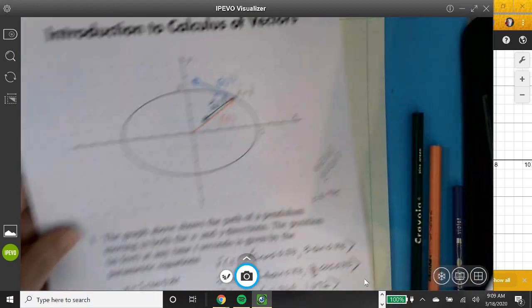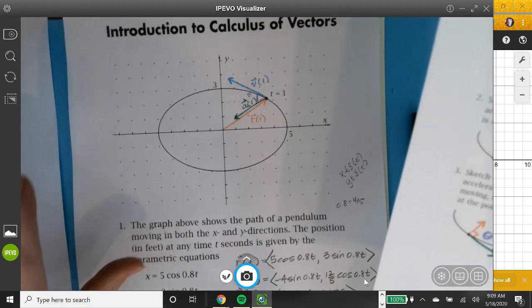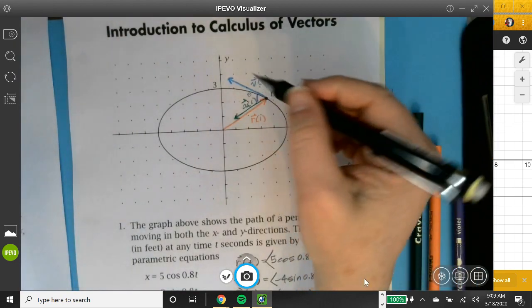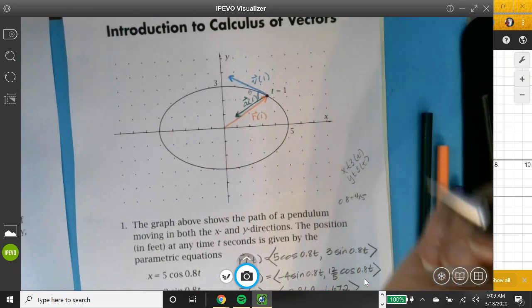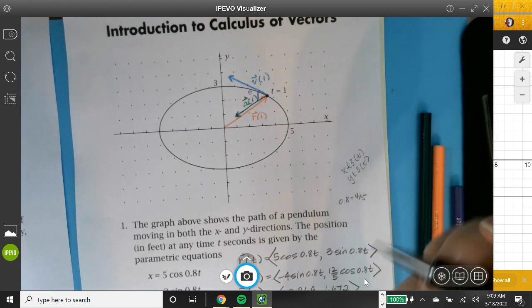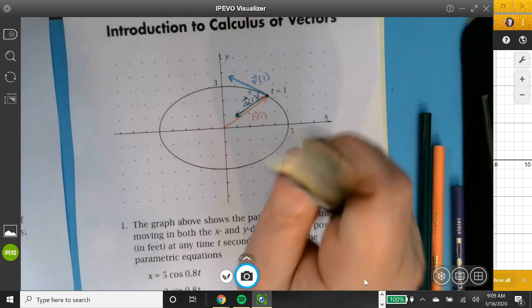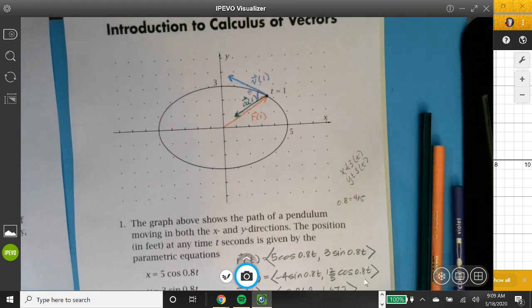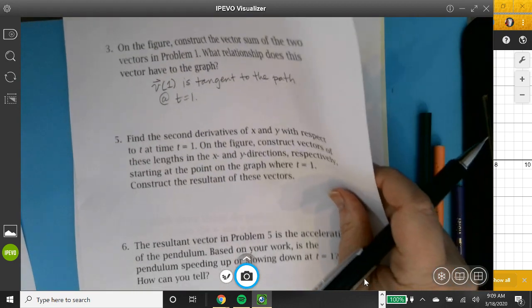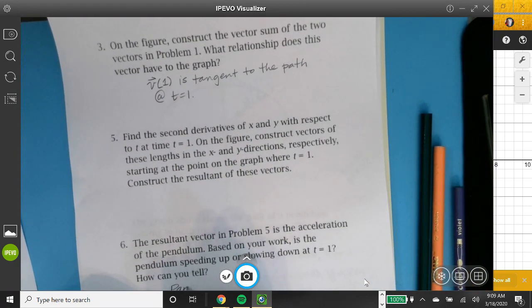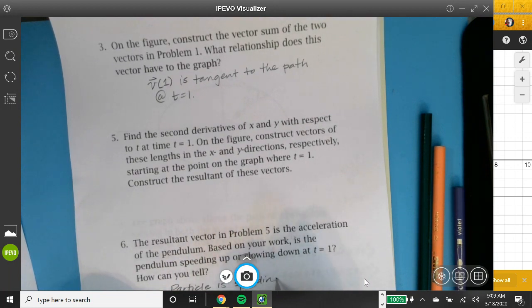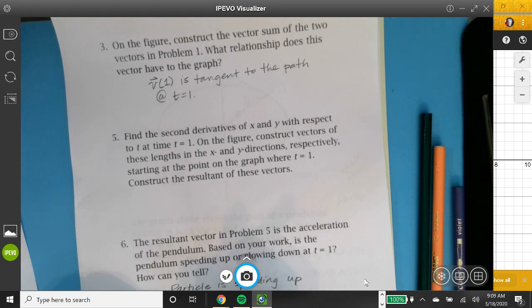So let's look at our picture again. Is the angle between the velocity and the acceleration greater than 90, less than 90, or equal to 90? The answer is less than 90. So this is an acute angle, which means my particle is speeding up, since theta, which is the angle between them, is less than 90 degrees.